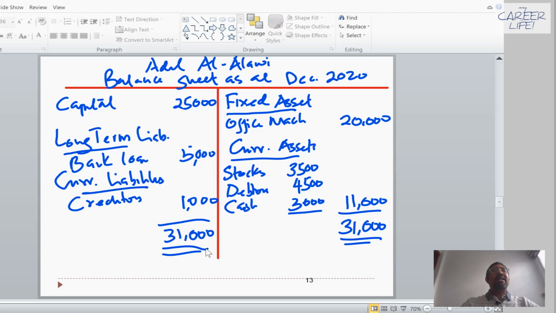In our next video, we are going to look at the balance sheet equation and the effects of each transaction on the balance sheet, how a transaction will affect one side of the balance sheet or either side of the balance sheet.